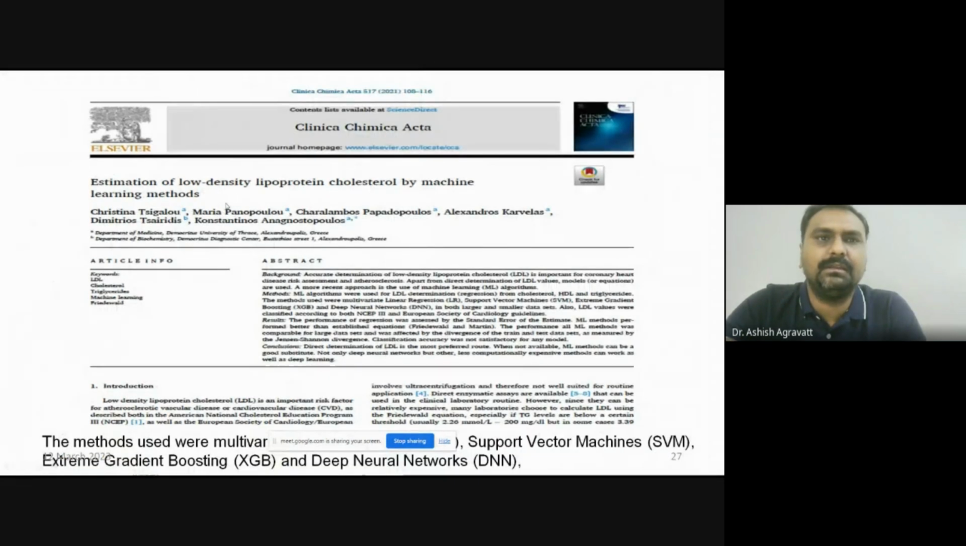This is another study that shows us the importance of artificial intelligence or machine learning in laboratory medicine or clinical biochemistry: estimation of low density lipoprotein cholesterol by machine learning methods. We know that the Friedewald formula or Hopkins formula estimates the LDL level. But here, linear regression, support vector machine, extreme gradient boosting, and deep neural networks were all used to estimate the LDL, with great accuracy.